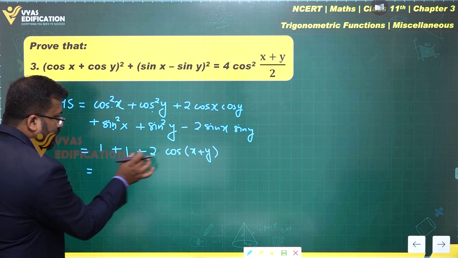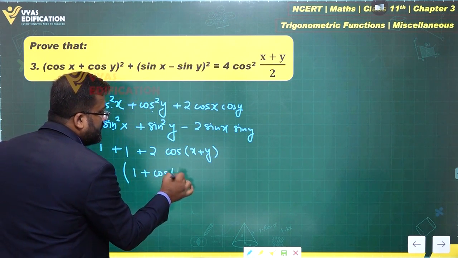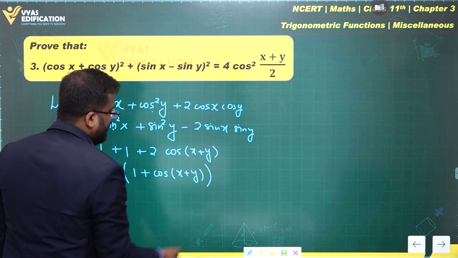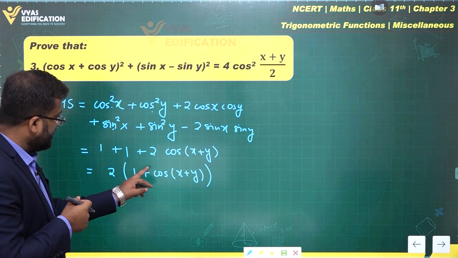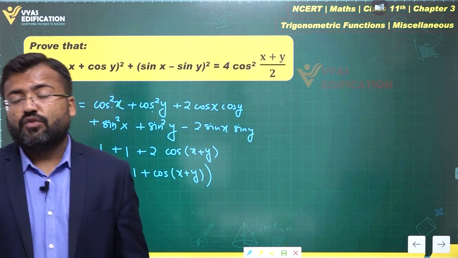Okay. This is 2 times cos. I can take a 2 common. What I get is 1 plus cos (x plus y). Okay. This is 2 plus 2 times cos of (x plus y). Can you please note that? Yes. Once you have noted that, what next?